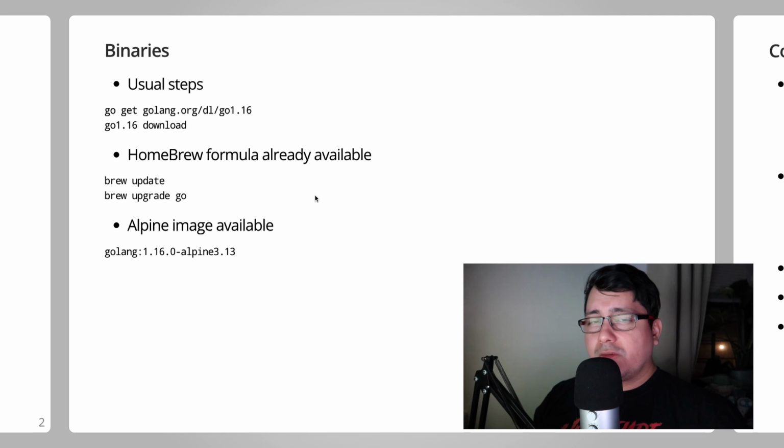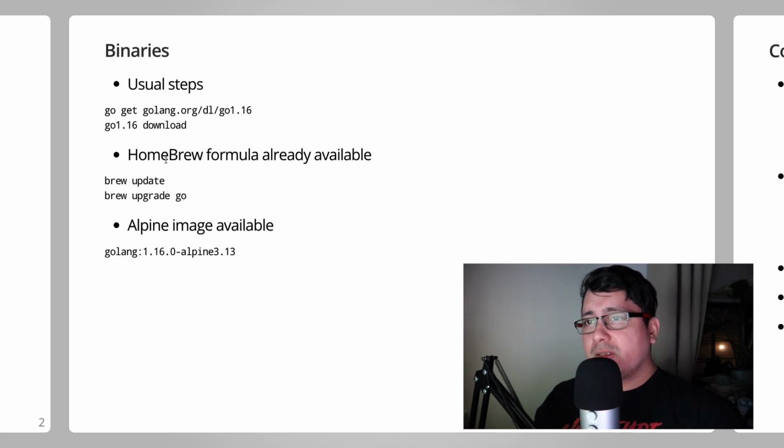If you want to install Go 1.16, there are a few ways to do it. The usual steps will be to use go get and then do the download. But if you use Homebrew, just recently the formula was updated. You can actually update and upgrade Go, so that's amazing, if you happen to be using macOS. Depending on if you use Linux or Windows, there are already a few binaries available that you can install.